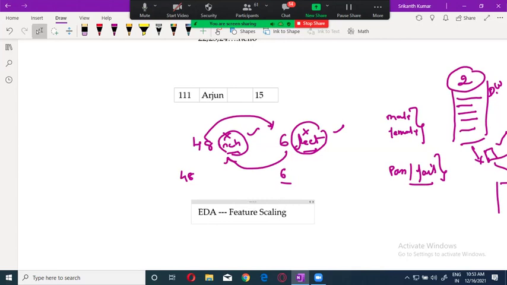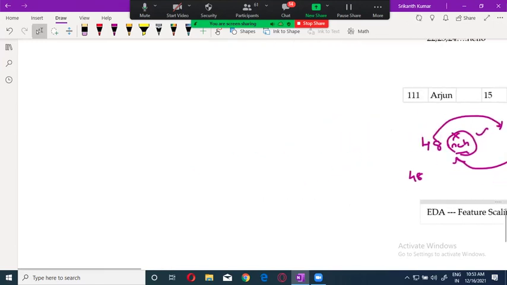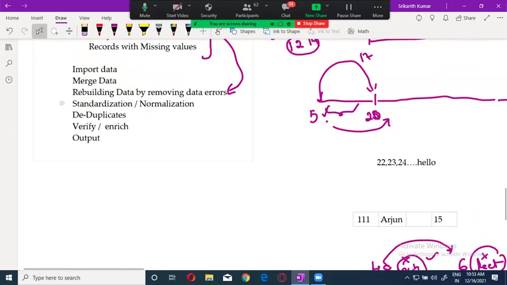Feature scaling. Under this feature scaling, we have standardization and we have normalization. We will have both. Now, here you can see we have standardization. And now you may ask me a question: what is normalization? It is very similar to standardization.